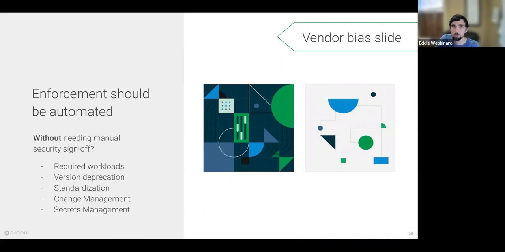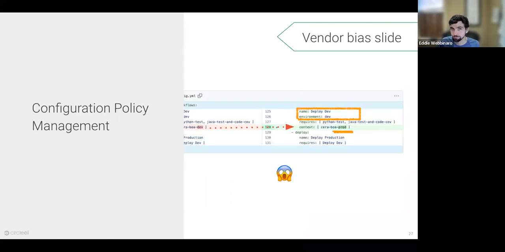So what does that mean? Well, we're not enforcing speed limits, but we're enforcing things like required workloads. Are you running security scanning, DAST, SAST testing, vulnerability penetration testing? Are we deprecating risky or vulnerable versions across our organization? Are we encouraging standardization, best practices, consolidation, right? Enabling change management shifts or secrets management, right? These are all great opportunities for an organization to enforce policy for both existing and new project teams that they've never even heard of, without any additional manual work or burden.